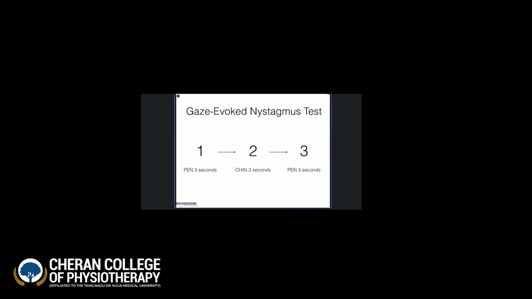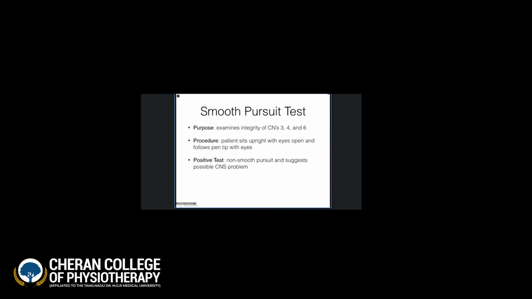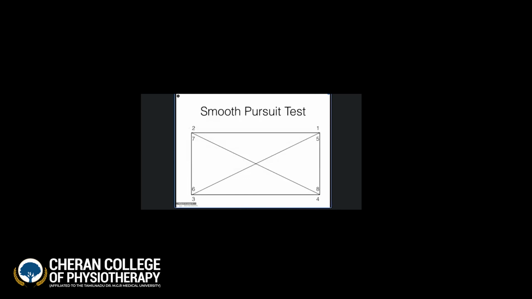Pen, chin, pen, chin, pen, chin. Like that you tell the patient to look at the pen, chin, pen, chin. Then you will understand whether they are able to maintain gaze stability. So that is called the gaze evoked test. And the smooth pursuit test is where you keep the pen and move it up, down, like this way.